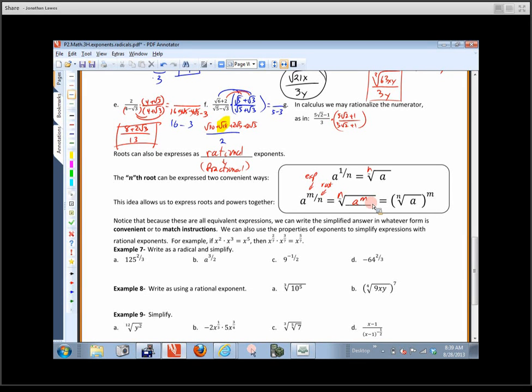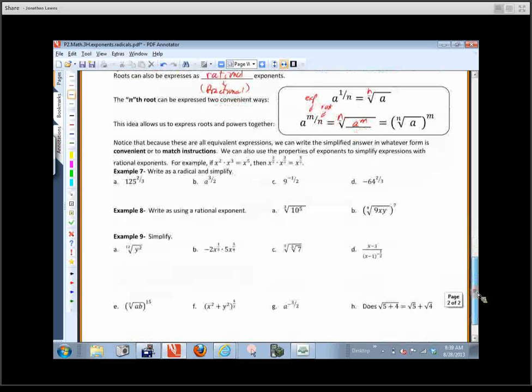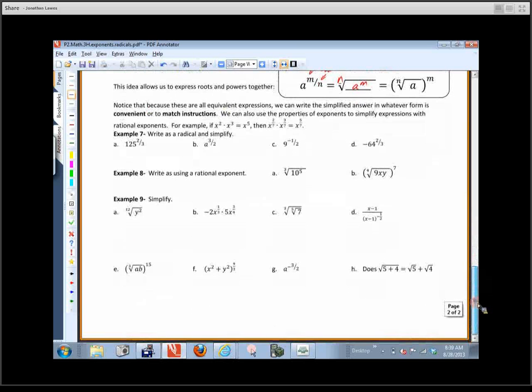And I think I pointed this out earlier. The nice thing about this is you can have the a to the m underneath with the a, or you can find the nth root of a and then raise it to the m. All three of these are equivalent. Whichever one works best is the one you'd want to use. Okay? Any questions? Again, whatever is convenient or whatever matches the instructions.